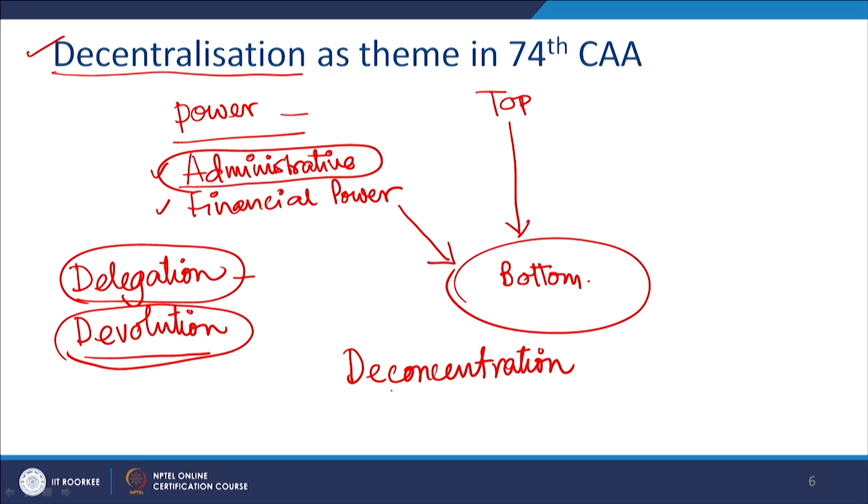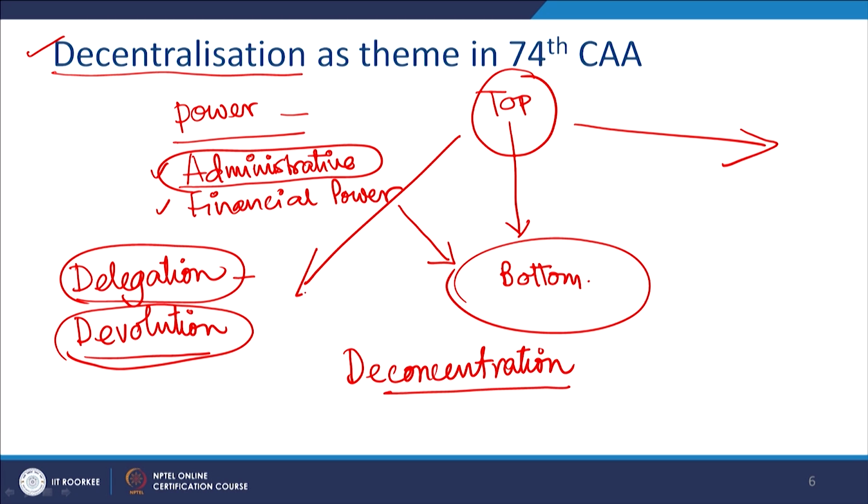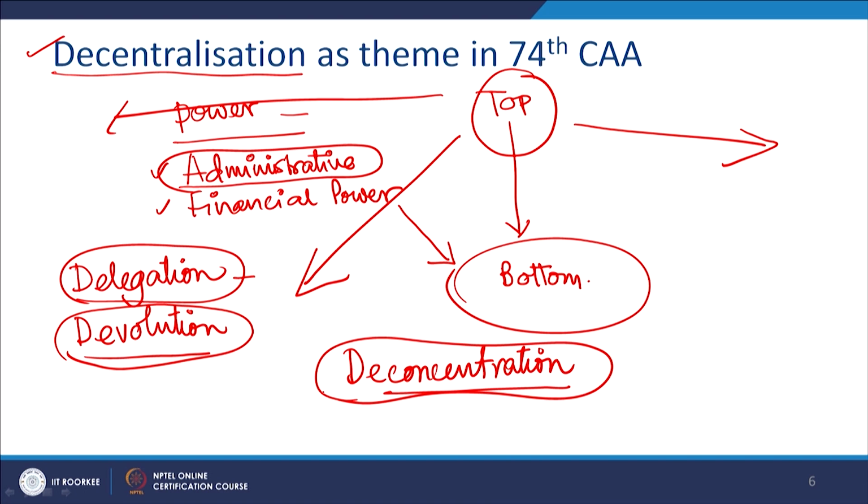From the term itself you can identify that it is the opposite of concentration. That means, from the top level, how power can be distributed over a geographical area to various parts of the local level organization, that is called deconcentration. So, decentralization involves delegation, devolution and deconcentration also, and whenever we talk about decentralization of power, it is the administrative and the financial power altogether. So, this is the main spirit and theme of the Constitutional Amendment Act 1992.